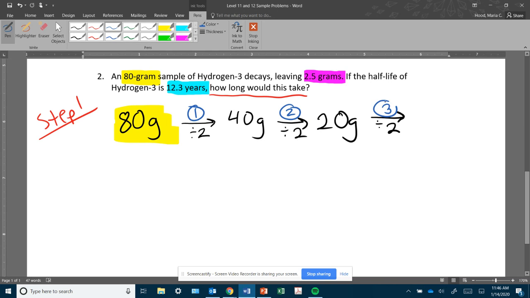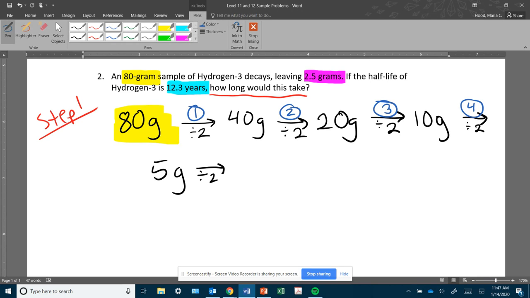Now we're at our third half-life. Notice how I'm still labeling my half-lives. This is so at the end, I know how many half-lives have passed. When I divide 20 by 2, I get 10 grams. Doing this again for the fourth half-life, I'll get 5 grams. And then one more time for the fifth half-life, and I get my 2.5 grams I'm looking for.